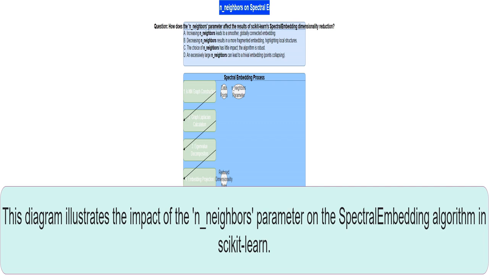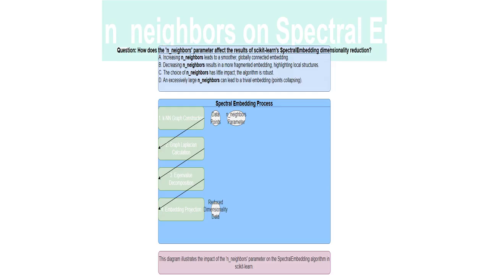The number of neighbors directly impacts the graph's structure. I'm asking how changing the number of nearest neighbors affects the way spectral embedding squeezes high-dimensional data into a lower dimension, like from 3D to 2D for visualization. Think of it like shrinking a complex object. The result depends on how you do the shrinking.